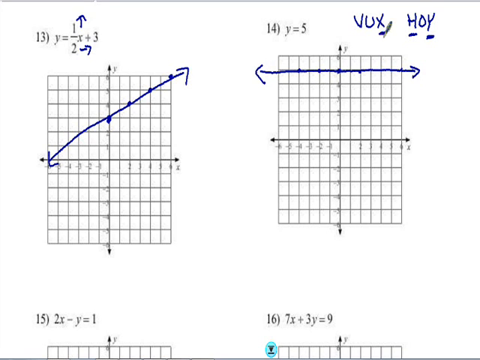Okay? If it were x equals, it would be a straight up and down vertical line this way.